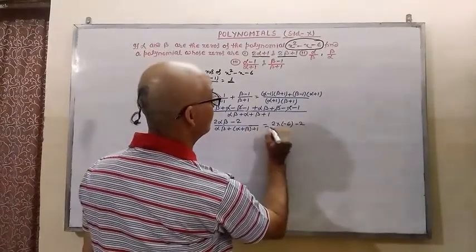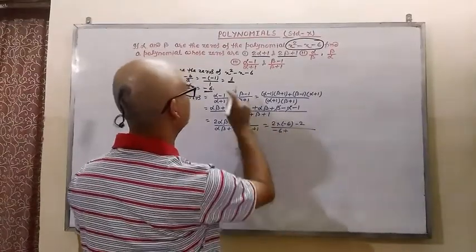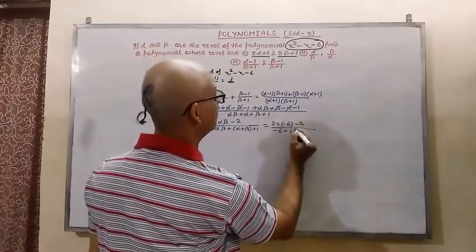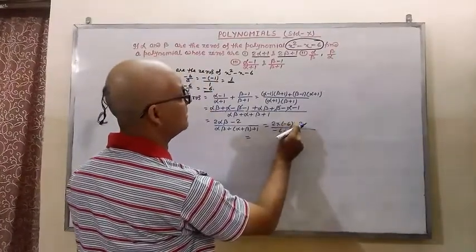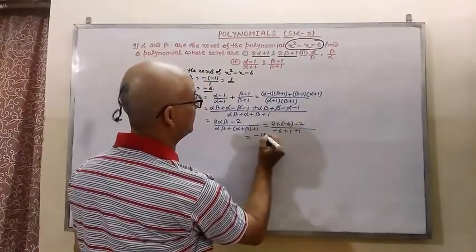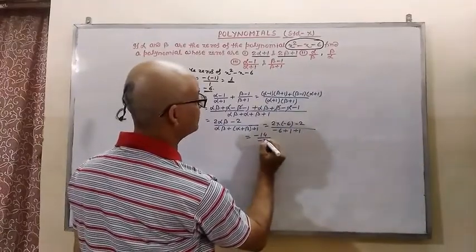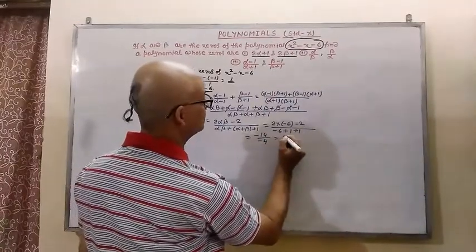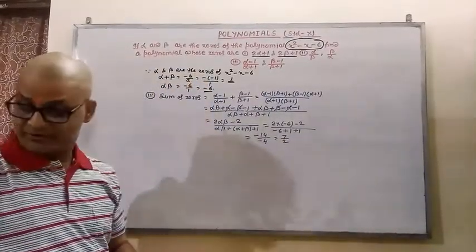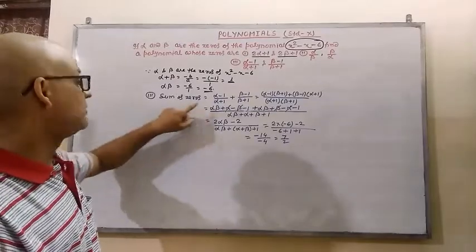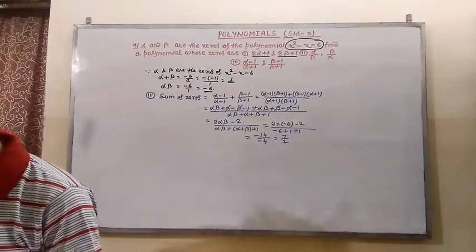So that is minus 12 minus 2, whole divided by alpha beta, minus 6, plus alpha plus beta, 1, plus 1. That is minus 14 by minus 6 plus 2, which is minus 4. So that is 7 by 2. Now 7 by 2 is the value of the sum of zeros of the required polynomial.